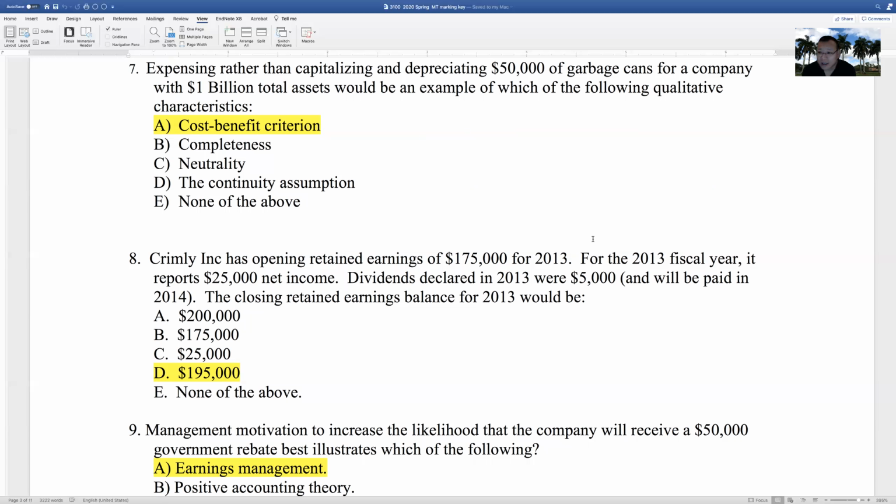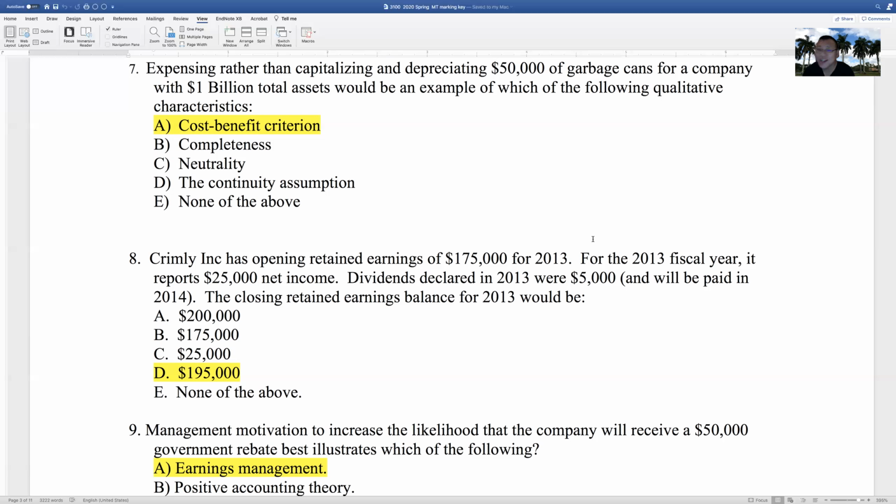So the company has a total asset of $1 billion, okay? And you are struggling with $55,000. So $50,000 is nothing compared to 1 billion, right? So whether you record $50,000 as an asset or as expenses, it really does not affect much, right? Because the total asset is 1 billion. So this is about cost of benefit, right?